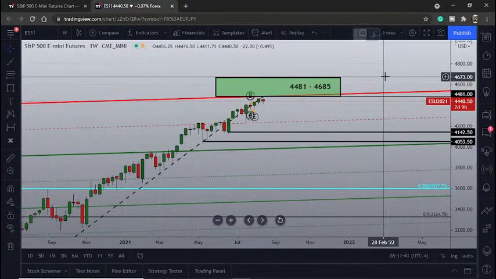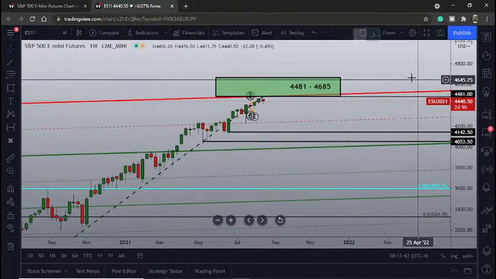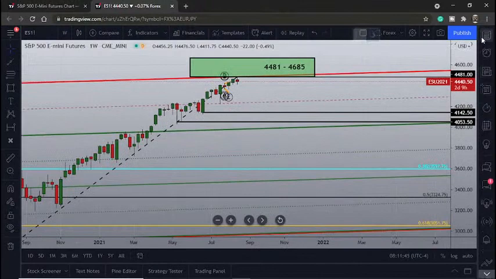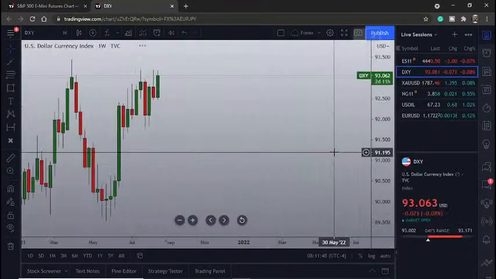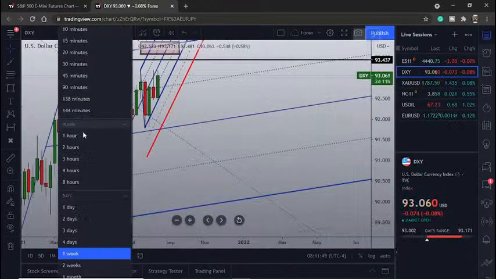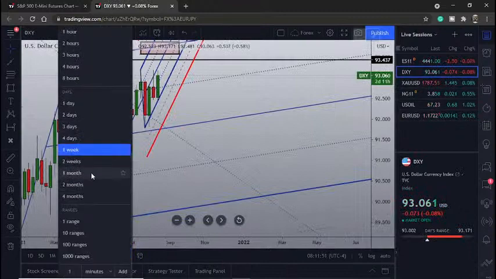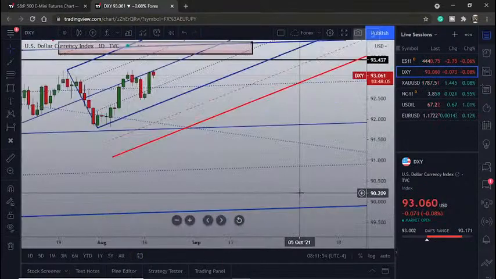Okay, so if you got those numbers there, let's have a look at the next market, dollar index. Let's just go back to a daily chart.